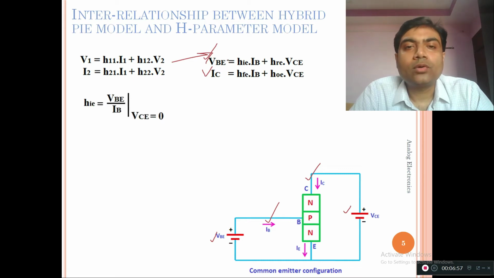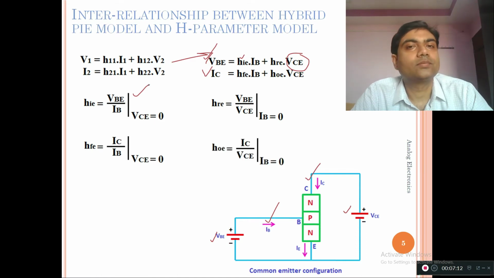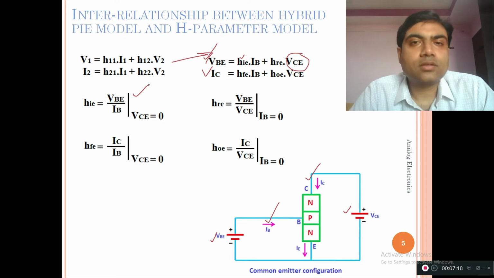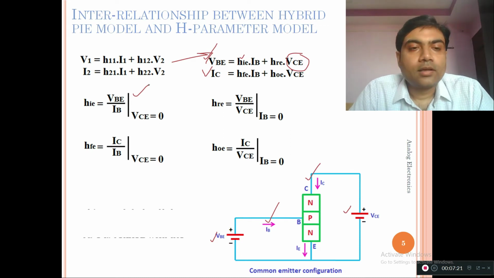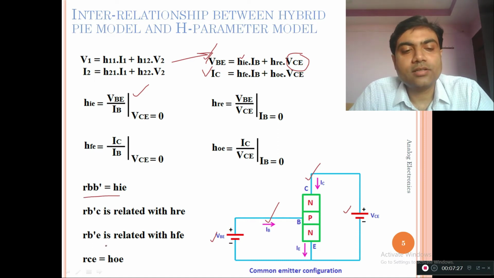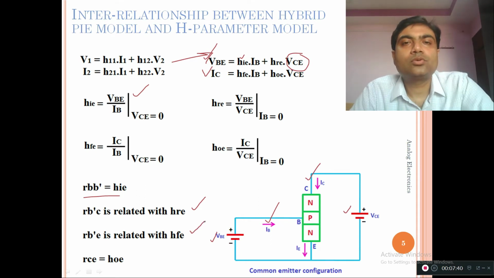And now if I want to calculate hie, what is hie? hie is VB upon IB when I put the VC value as 0, as written over here. Similarly, I can calculate the value of hre, hfe, and hoe. These things are already clear in case of the low frequency analysis, so I am not going into the detail of this. And as I already told you in the previous slide, rb'e is related with hie, rce is related with hoe. Here these two, rb'c is related with hre and rb'e is related with hfe, which we will discuss when we come across the derivations of these two components.